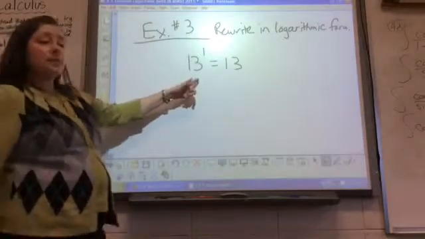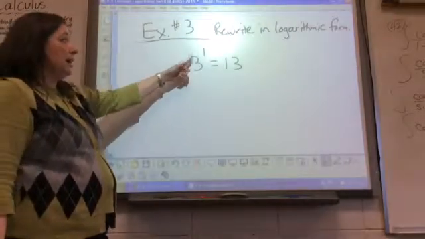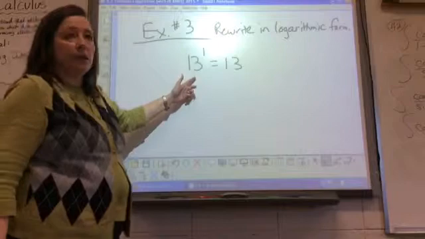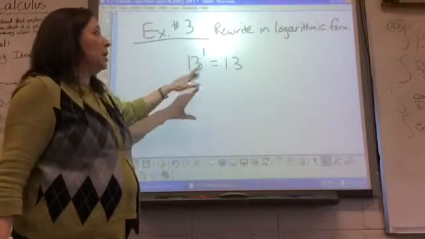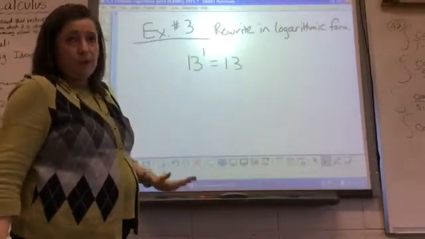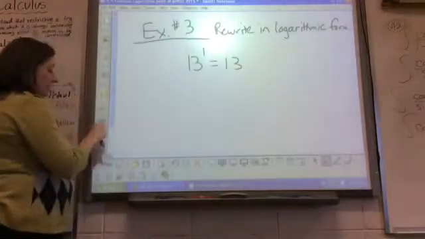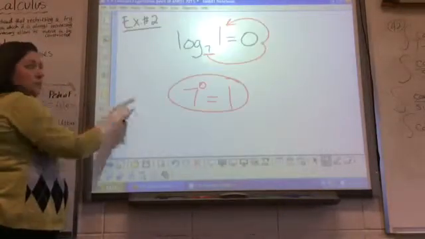Now this one is in exponent form. Why? Because it has an exponent on it and it's not got a log on it. So I know this is exponent form. I want to rewrite it in log form now. So notice, let me flip back to the log that we just did.